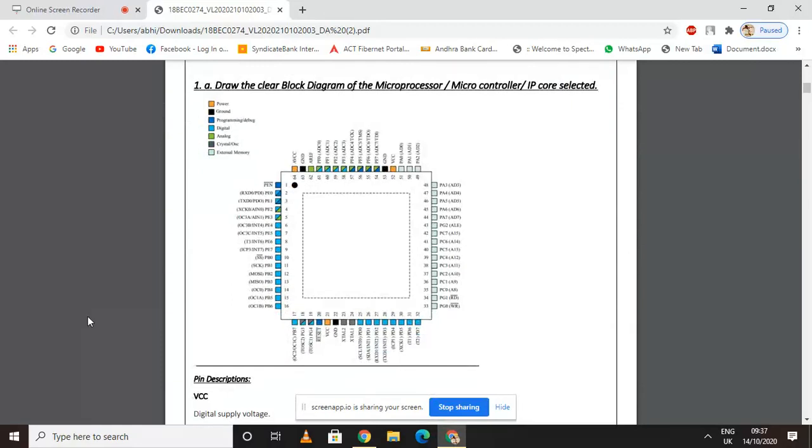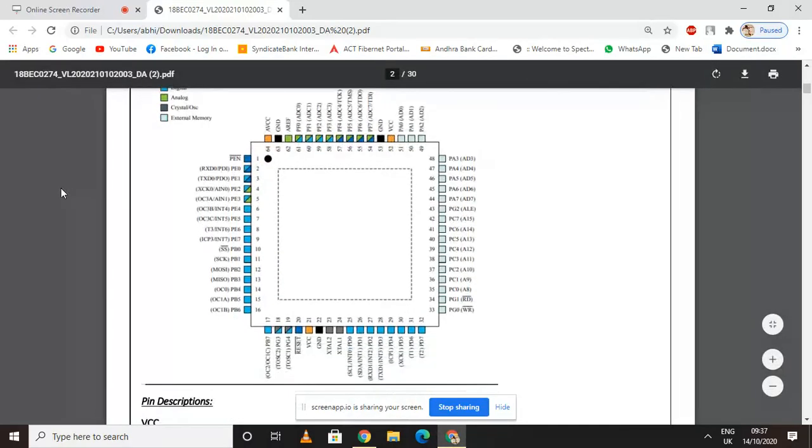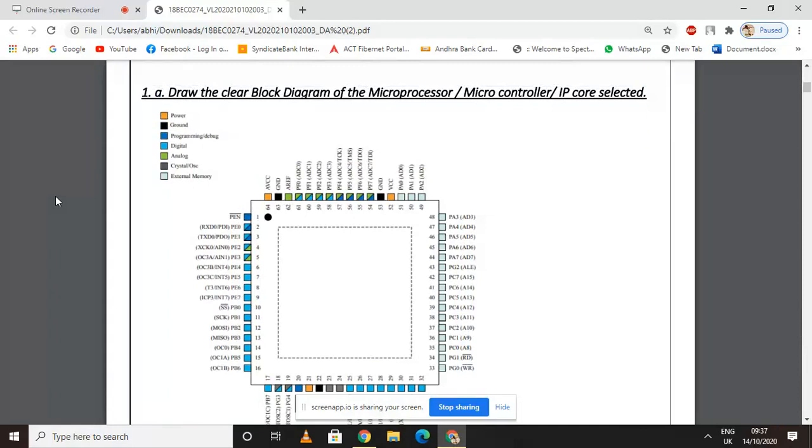the microcontroller that we have selected. So this is the block diagram. The orange represents the power sources, black represents the ground, blue represents the digital, green analog, and all the other pins on the right side represent the external memory pins.